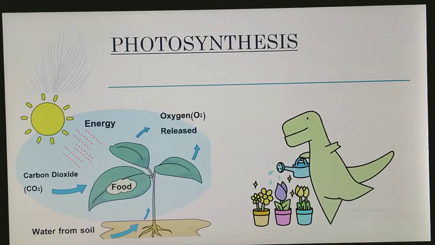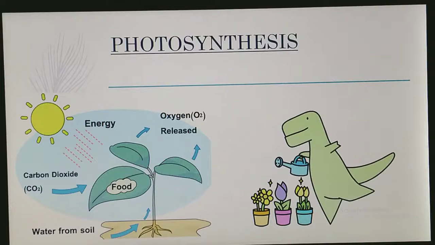The process of photosynthesis is carried out in leaves. The leaves are green due to the presence of a pigment called chlorophyll. Chlorophyll is the reason why the color of the leaves is green. Chlorophyll helps to capture the energy of the sun. Green plants use carbon dioxide present in the air and water present in the soil to make their food in the presence of chlorophyll and sunlight.